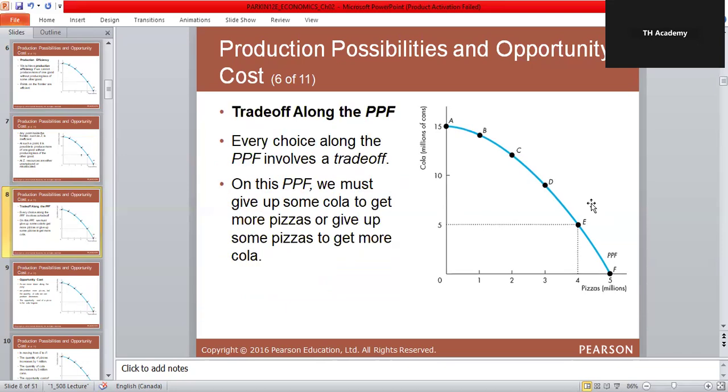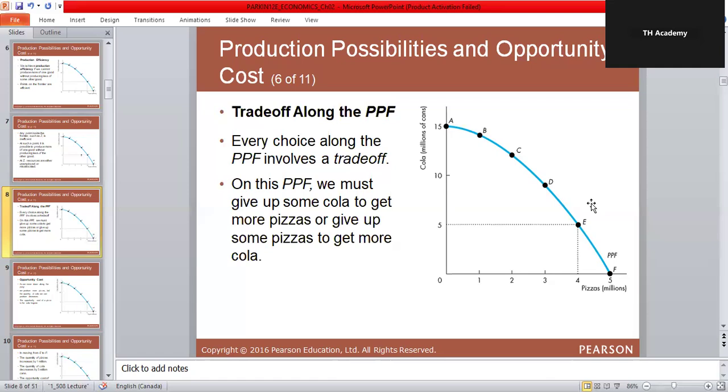Now let's understand the trade-off along the PPF. Every choice along the PPF involves a trade-off. If you want more pizzas, you have to give up some cola. If you want more cola, you have to give up some pizza. So it's like your free time. You spend more time gaming and less time studying. Every choice has a cost. So trade-offs are everywhere, and the PPF shows the exact trade-offs between two goods.